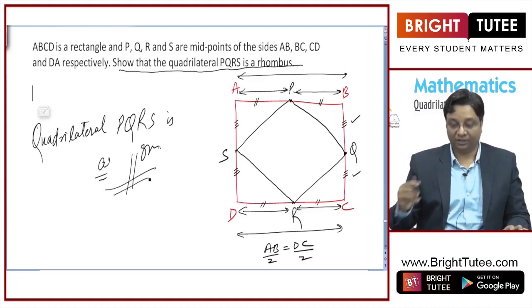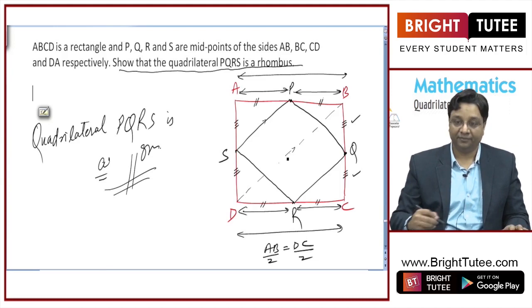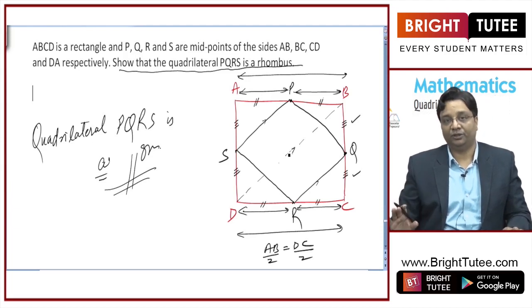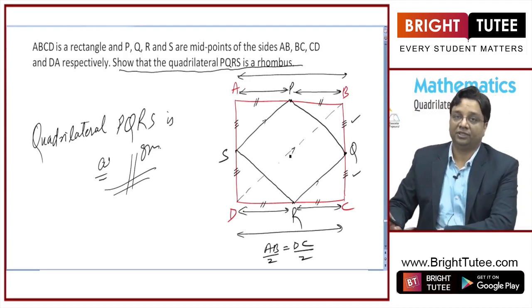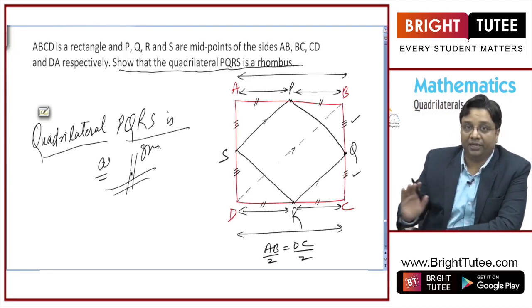You need to see the first question. You will just take this diagonal, and by the midpoint theorem you will say that this line is parallel to this line, and these two lines are equal also. We proved it in the first question. So I'm starting this question by saying that PQRS is a parallelogram.